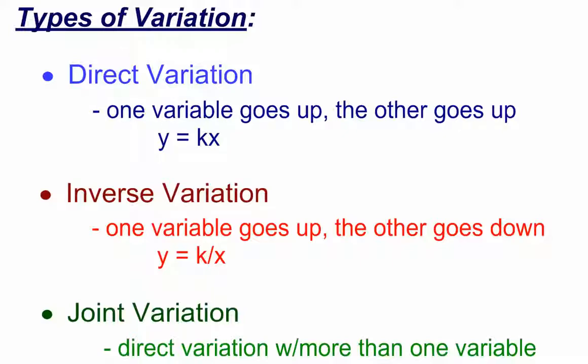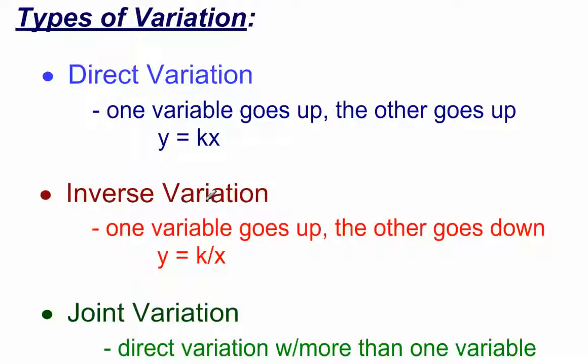The three types of variation we're going to look at are direct variation, inverse variation, and joint variation. So direct just means that if one variable goes up, the other goes up. They do the same thing all the time. And we represent that with the equation y equals kx. Now this k is a constant of variation, and that's going to be different for all the different problems we're working with, and we're usually going to have to solve for that. The y and the x are my variables, and they're directly across from one another.